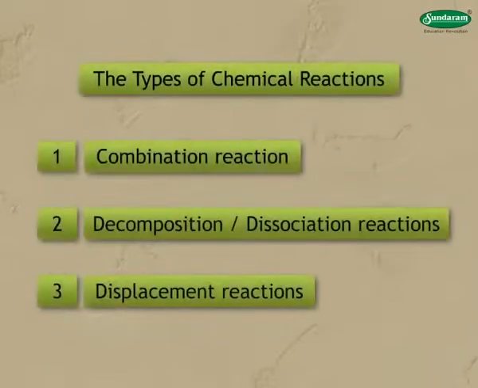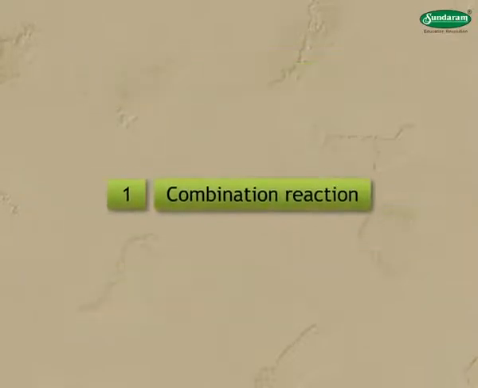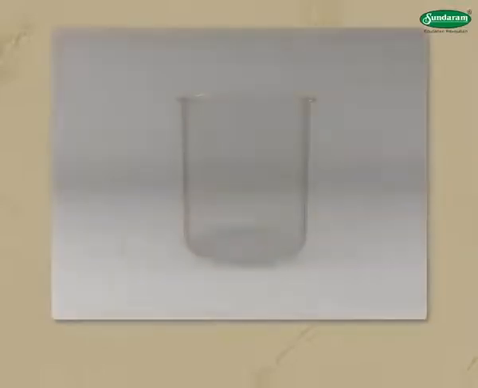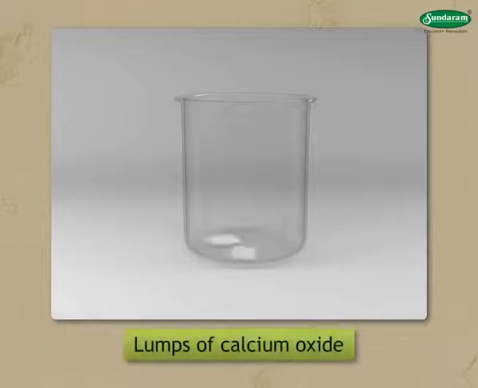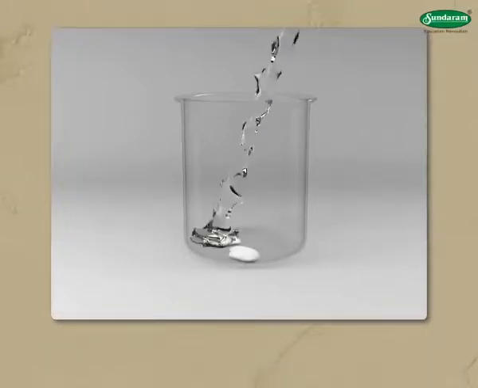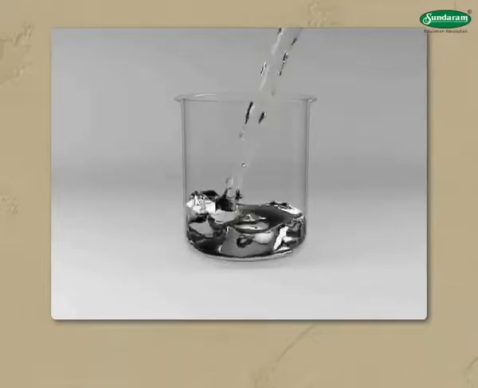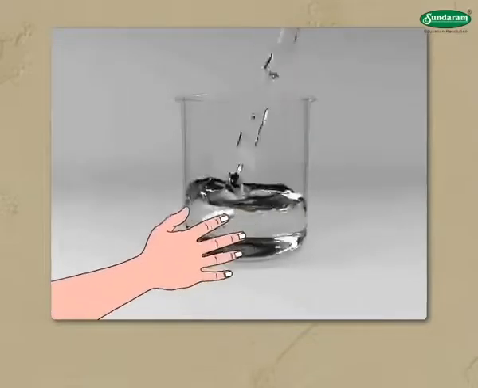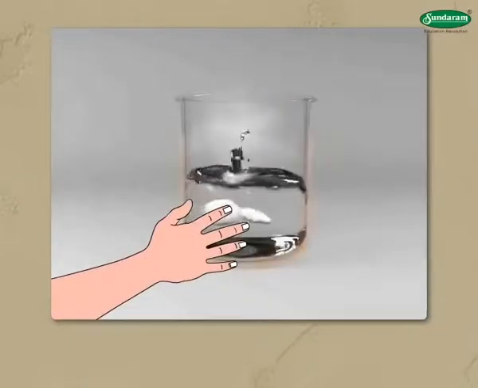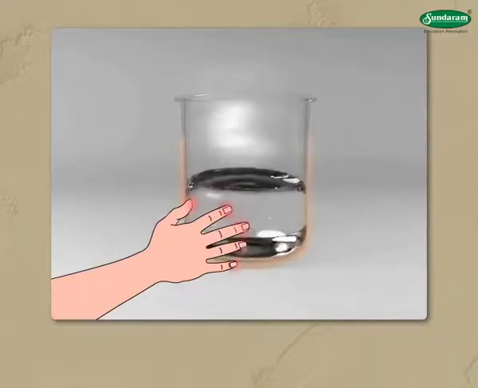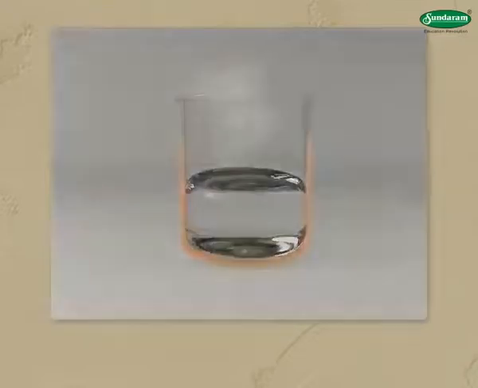Displacement reactions. Now, let us try to understand the first type of reaction, that is, combination reactions. In order to understand this better, let us try out this simple thing. Take some lumps of calcium oxide, that is quicklime, and add 50 milliliters of water to it. Touch the outside of the beaker. Students, when you touch the beaker, you will find that the beaker becomes warm.